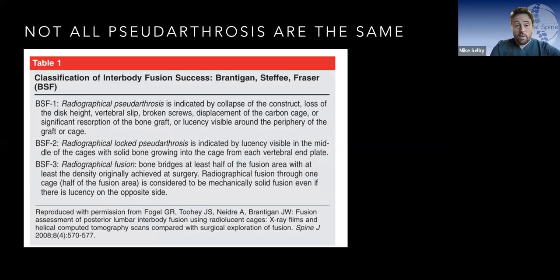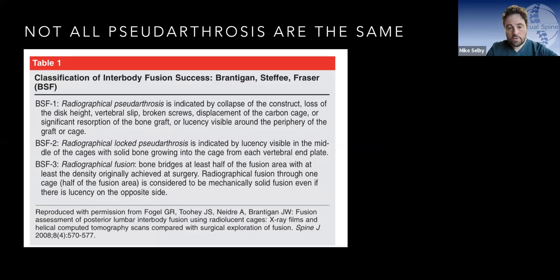So a BSF1 is a radiological pseudarthrosis. And this, if we go back to some previous slides, is that patient with complete collapse, loss of disc height, broken screws or plates, displacement of cage, resorption of graft, and then you get that lucency around the end plate. A BSF2, a locked pseudarthrosis, which is what we were really looking at in that previous case, is a lucency in the middle of the cages with solid bone growing in from each end. And a BSF3 is a radiological fusion, and this is really all based on CT scan imaging, which we know, as we just talked about, has weakness.